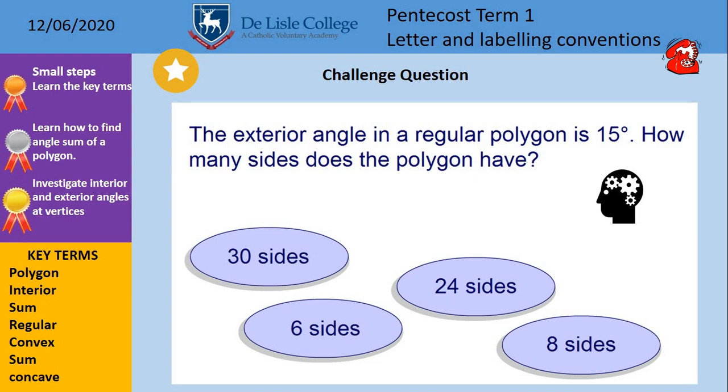Okay, so for this one, as we said earlier, the exterior angles must always add up to be 360. If we know they're all the same, because it's a regular polygon, and each one is 15, we can simply do 360 divided by 15, and that gives us a 24-sided shape.